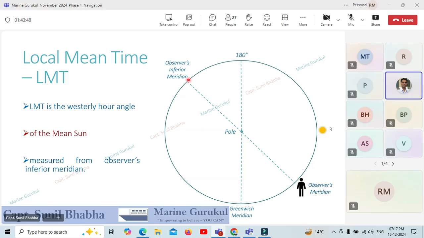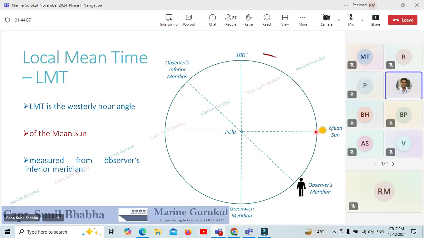Now let's assume that at a particular instant, the mean sun is at this particular location. You can see the mean sun coming up on the screen. Let's draw the meridian of the mean sun also. This is the meridian of the mean sun.